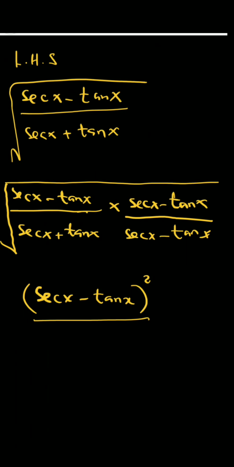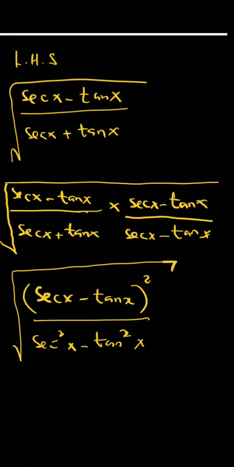Now, if you look at the denominator, sec x is the first one, also on the other side, and tan x is the one ending, but the signs are different, hence difference of two squares. So sec squared x minus tan squared x is what we obtain on the denominator. So we'll write the square root like that.